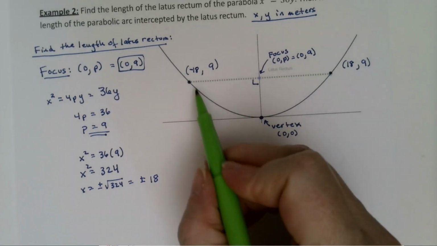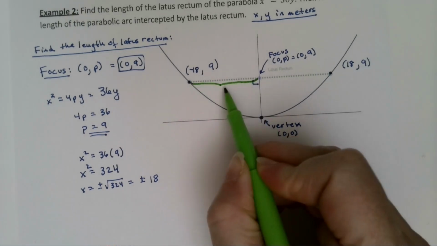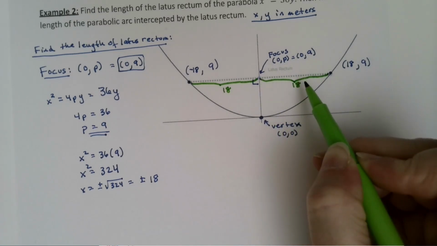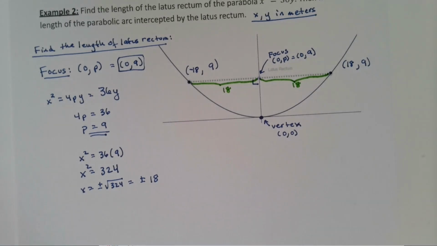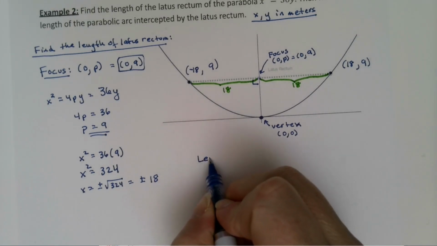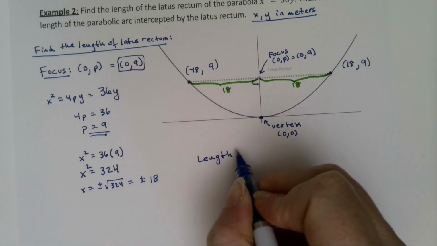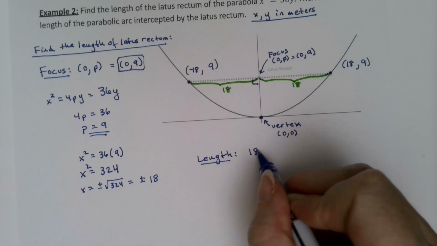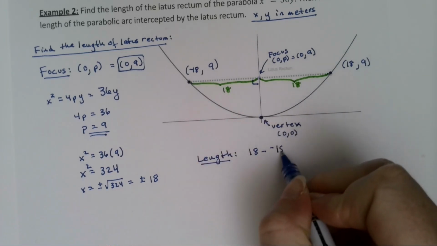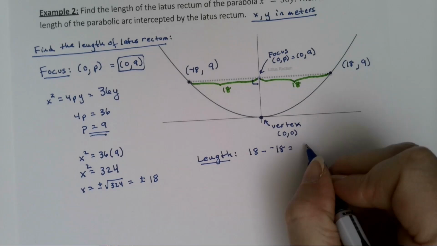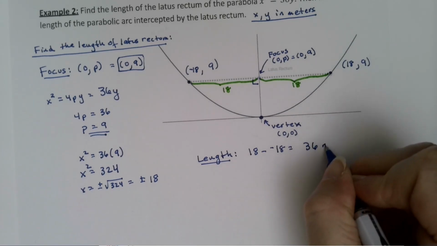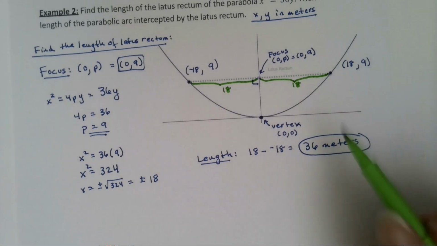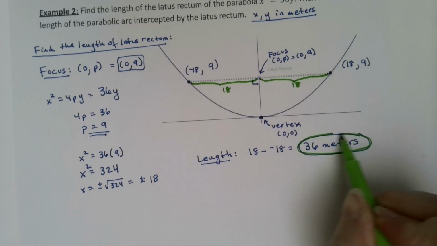Which now means I know this chord length, because this distance right here is 18 units, or meters in this case, and this is 18 meters. And so, putting this all together, the length of the latus rectum would be 18 take away negative 18, which would be 18 plus 18, which would be 36 meters. Done. Well, at least with that piece of it.